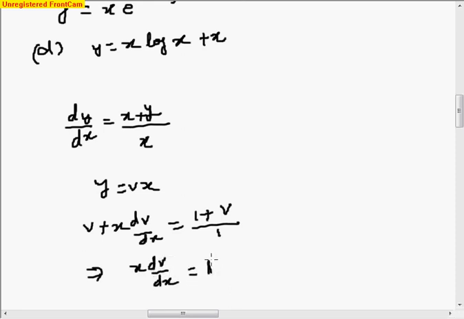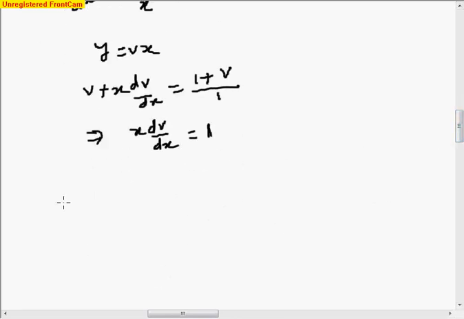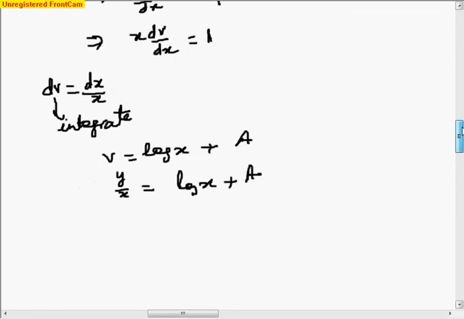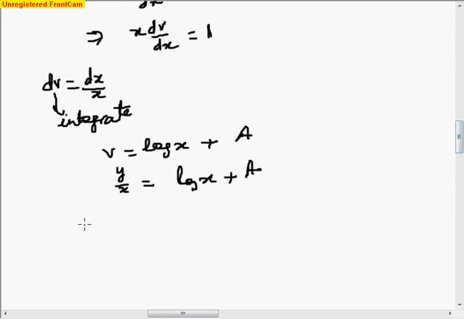Right? So what is this? This is variable separable. I can separate the variables. So I get dv is equal to dx upon x. Integrate, you will get v is equal to log of x plus some constant a. So this is y upon x is equal to log of x plus some constant a, right? So I get this thing, y is equal to x log of x plus ax.